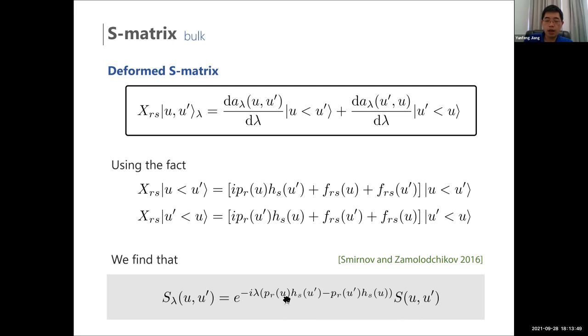So it is indeed the original S matrix times an additional phase factor. If we take R equals S, then this is precisely the CDD factor obtained by Smirnov and Zamolodchikov. So this confirms our derivation.